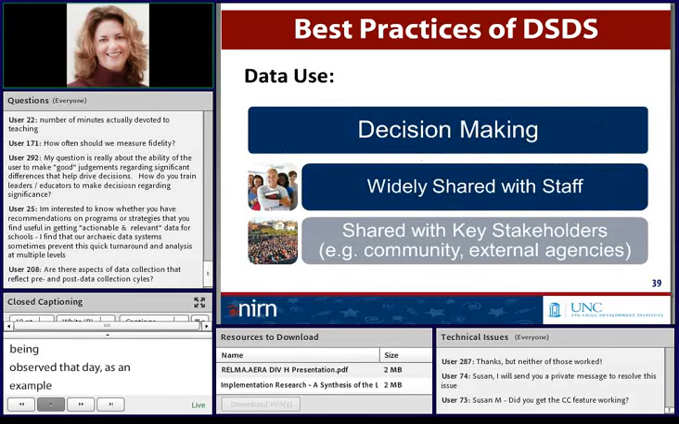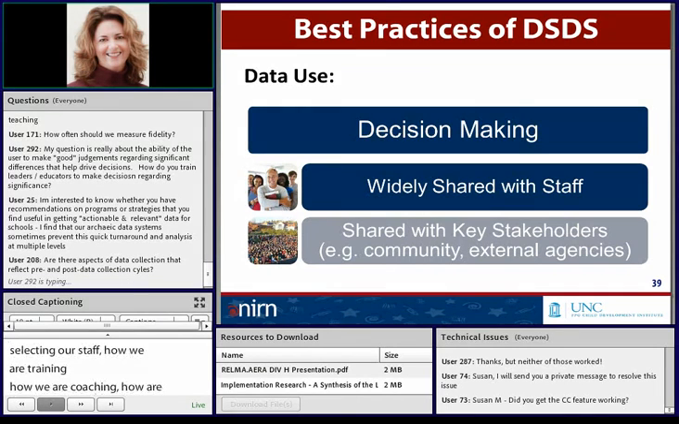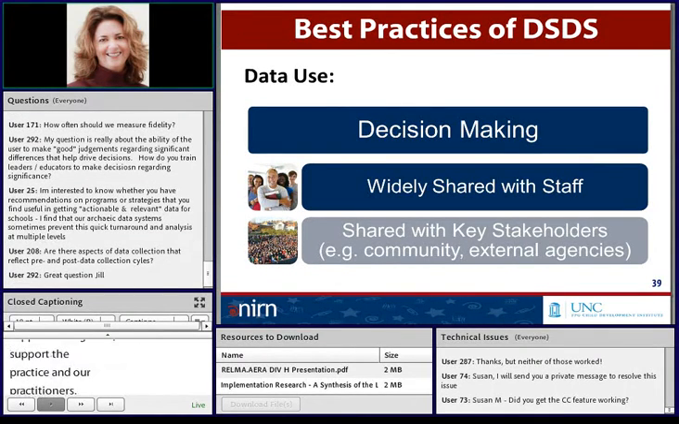So data use. Now we've talked about what data, the best practices around data process, and then what about how we should use data. Data should be ultimately used for decision making. So for example, we want to be analyzing that fidelity data to improve our implementation support, how we're selecting our staff, how we're training, how we're coaching, how the supports are being used to support the practice and our practitioners. Student outcome data is used, for example, to determine the impact that the innovation is having.